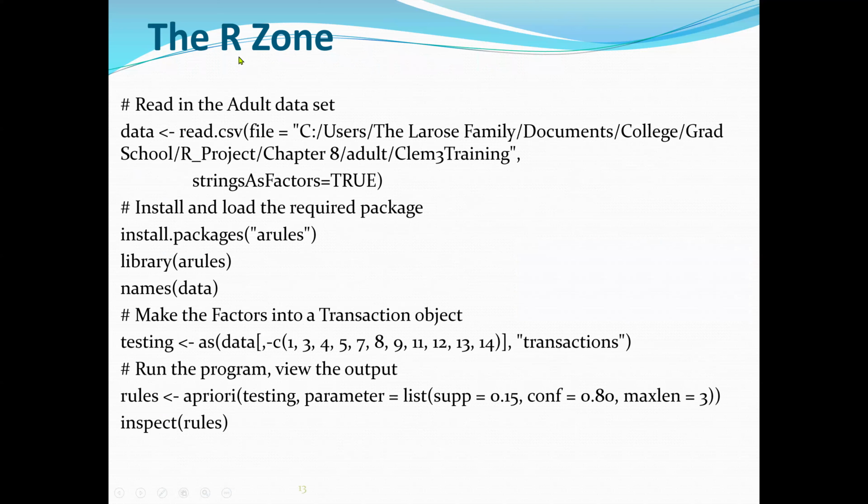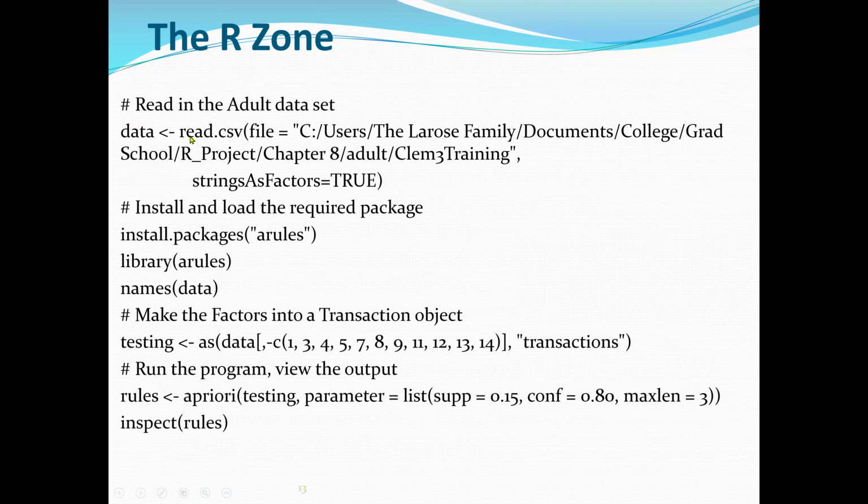So now we go to the R zone. I think this is the main concept. We are going to see how we can implement association rules using our program. So the first thing we do, of course, with R, is load our data set. So we are going to read in the adult data set. It can be any data set you are using.